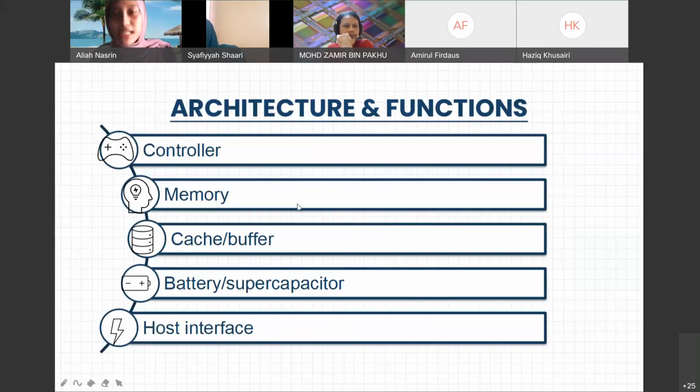Okay, Assalamualaikum and hi. Can you hear me right? Yes. My name is Nur Alia Nasrin. I'm going to present about the architecture and function of SSD. There are several components of SSD, which are a controller, memory, cache or buffer, battery or supercapacitor, and host interface. Next.